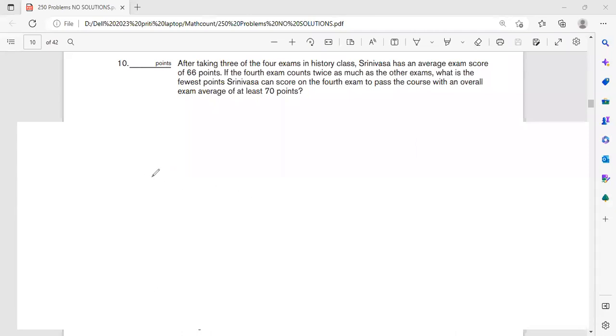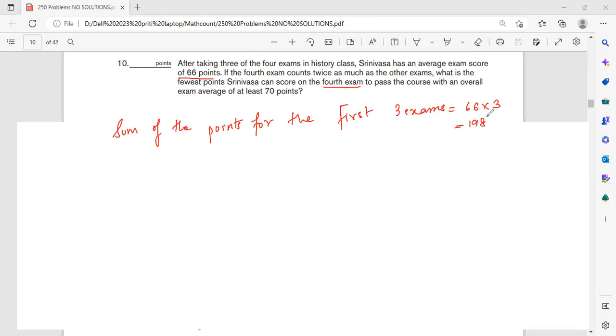Let's read question number 10. After taking 3 of the 4 exams in history class, Srinivasa has an average exam score of 66 points. If the 4th exam counts twice as much as the other exams, what is the fewest points Srinivasa can score on the 4th exam to pass the course with an overall exam average of at least 70 points? So after taking 3 of the 4 exams, he has an average of 66 points. So what is the sum of the points for the first 3 exams? That will be 66 into 3. So you will get 198 points.